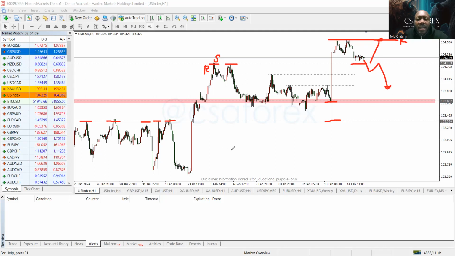Okay, so this is the dollar index and where we are now based at this 104.25 area, which is very key, very important.